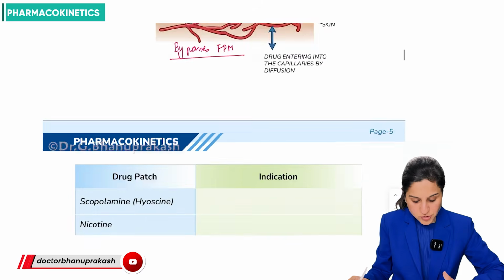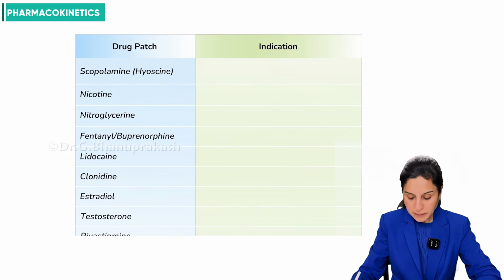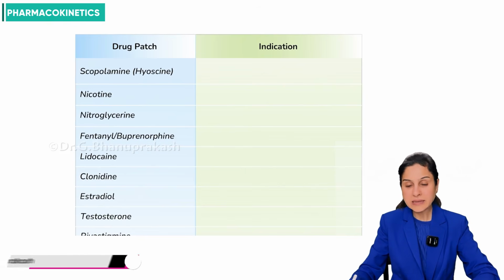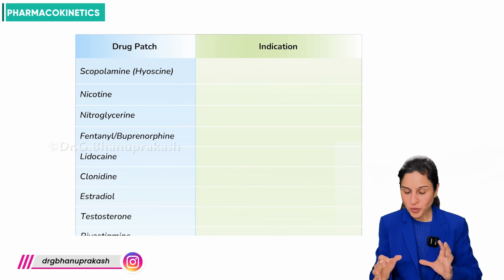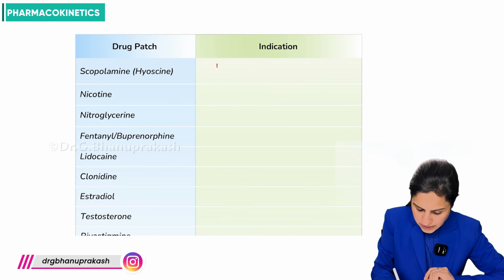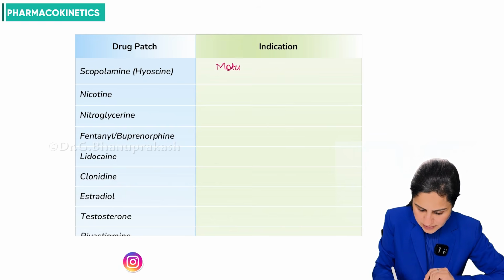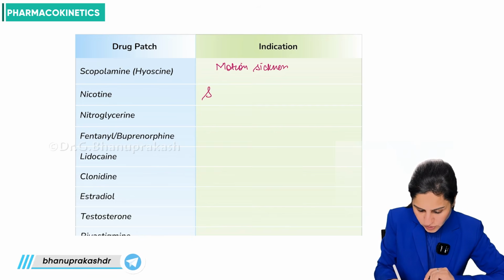All right. So what are the important examples of the drugs which are available in patches, and what are the indications for which they are used? That is a very, very important thing to know. First is scopolamine, other name is hyoscine. This is used in case of motion sickness. Then nicotine. Nicotine is used for smoking cessation.